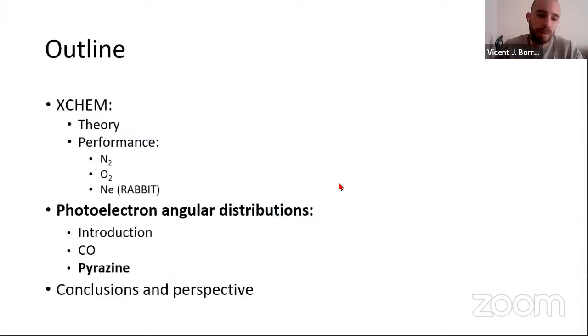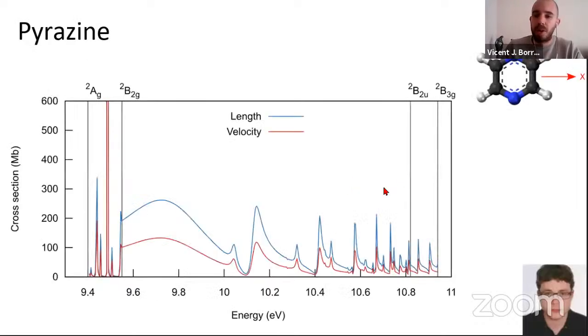So now I'm going to pass to describe briefly some of the results my colleague Pedro has produced with the pyrazine molecule. These results are still also unpublished. He has produced too many results, but I'm just showing some of them because of the time. So here you see the pyrazine molecule, and here I'm showing the cross-section of the pyrazine for the direction of polarization of X direction. And we see how we are able to see different resonances.